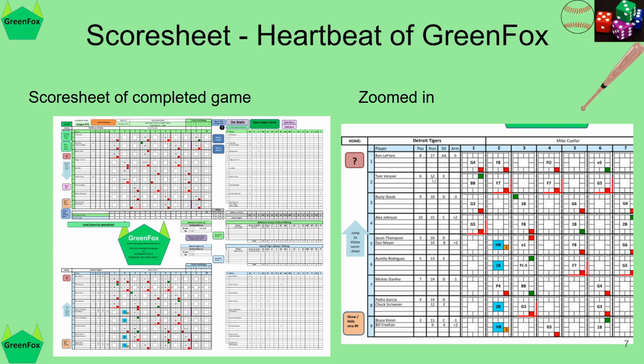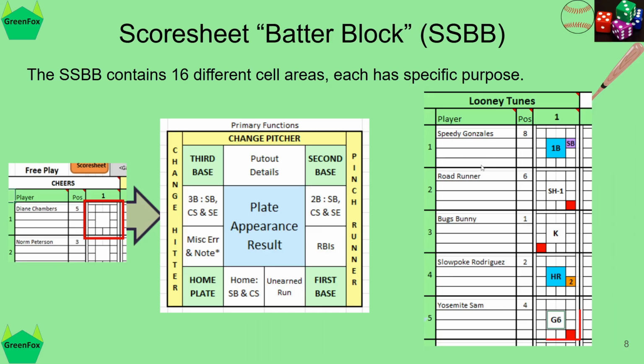Over here it's zoomed in on just the home team, but you can get an idea of what the score sheet looks like when you can actually get close enough to see the contents of it. Basically, it's a bunch of large squares or blocks that have a lot of cells in them. So let's keep going here.